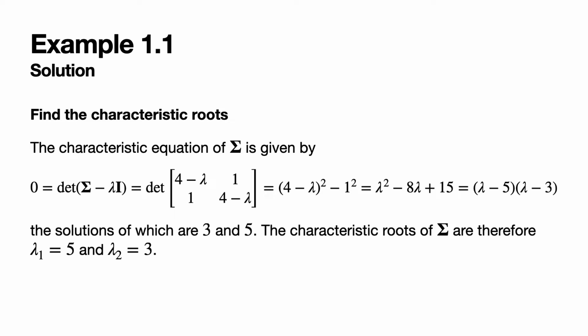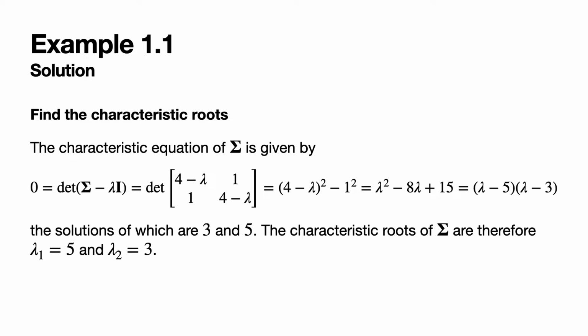So first we're going to find the characteristic roots of cap sigma. So what we have to do first is to find the characteristic equation for cap sigma. And you'll recall that this is given by setting the determinant of the difference between cap sigma and the matrix lambda times the identity matrix, setting that determinant equal to 0.